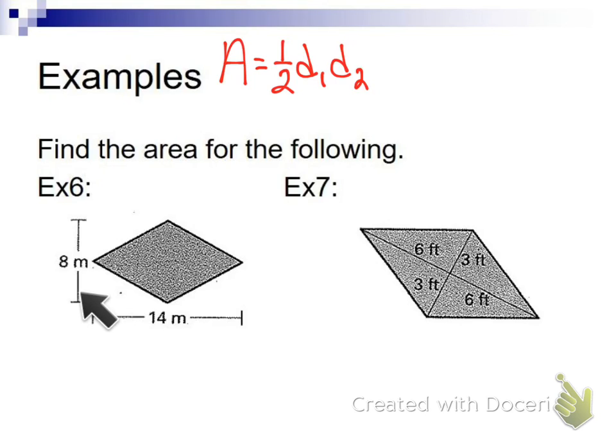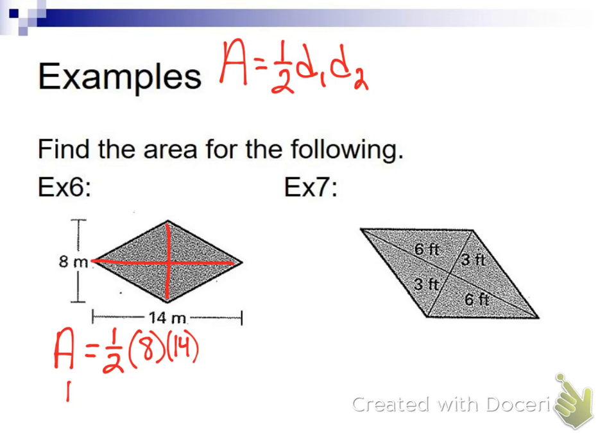Now on number 6, they showed it on the outside. So if I were to move this 8 meters in, that's the diagonal that goes down the middle. And the 14 meters at the bottom would give us the same length as the diagonal that goes from side to side. So it does not matter to me which one you call D1 and which one you call D2. So what do you want to plug in for D1? Okay, which makes D2 14. Much like when we do this with triangles, we can take half of 8 and multiply that to 14, or we can take 8 times 14 and then take half of it.